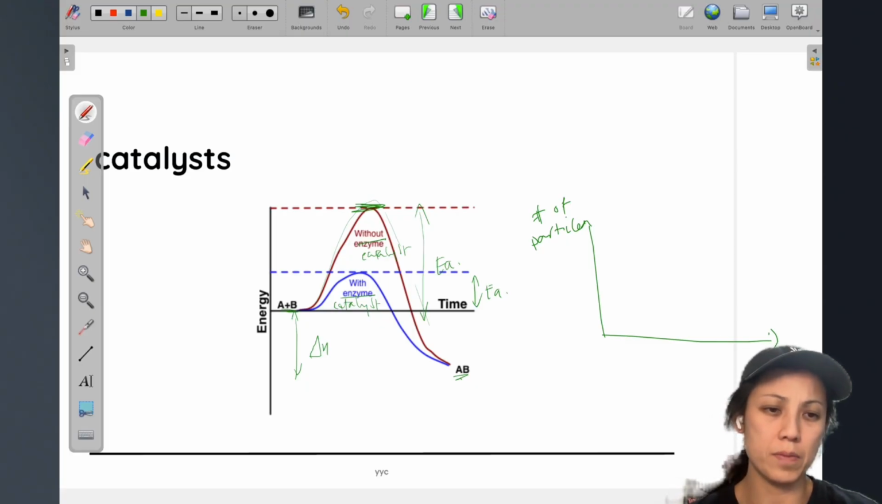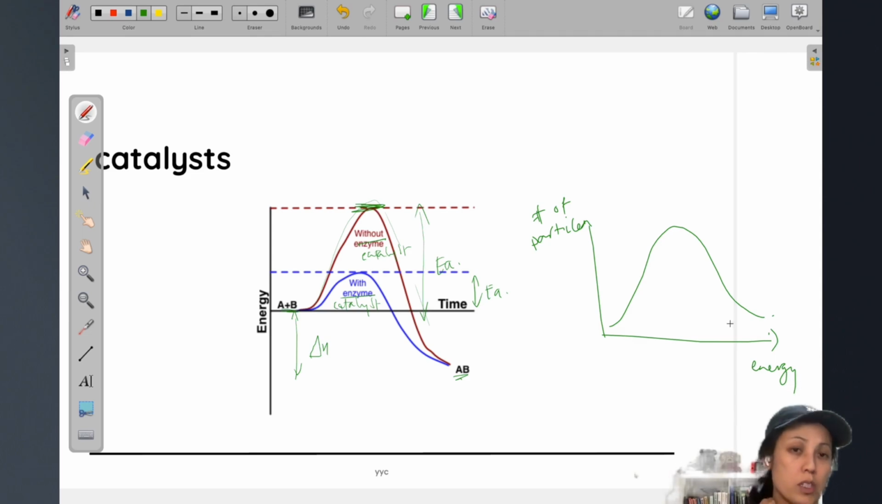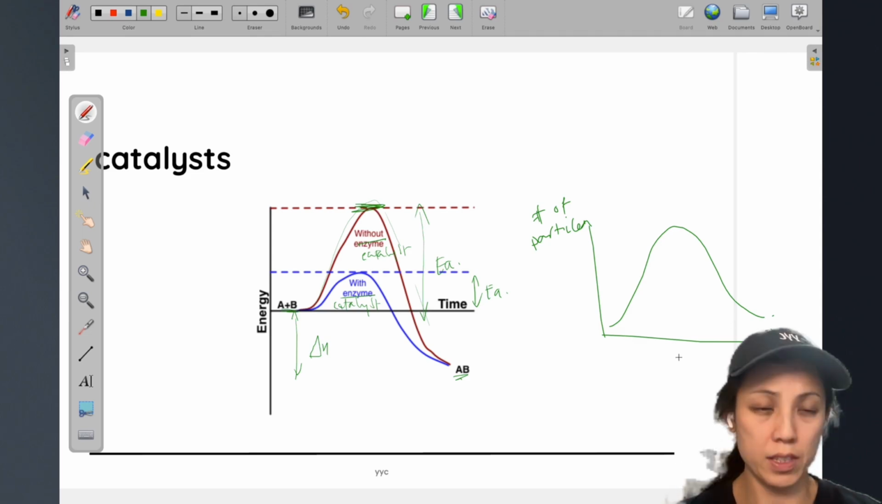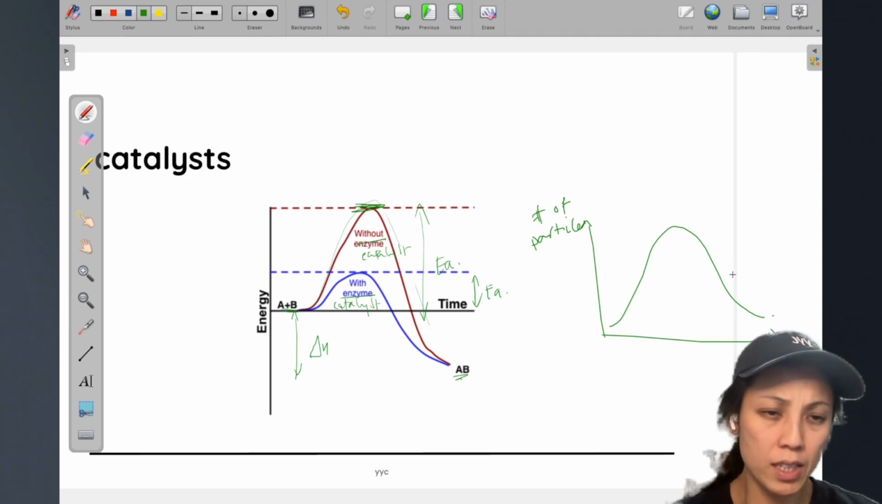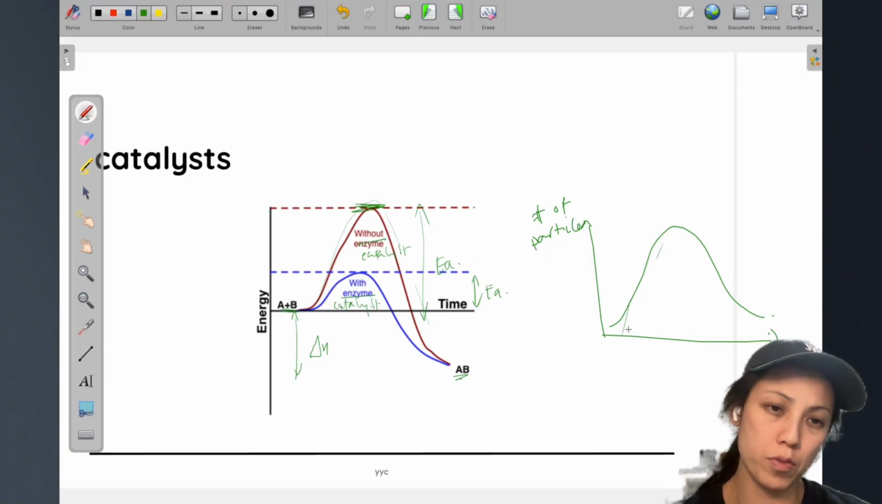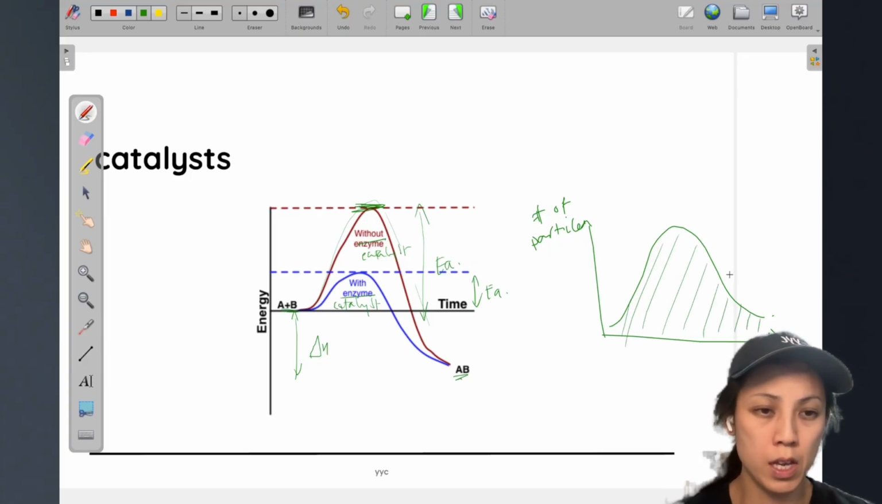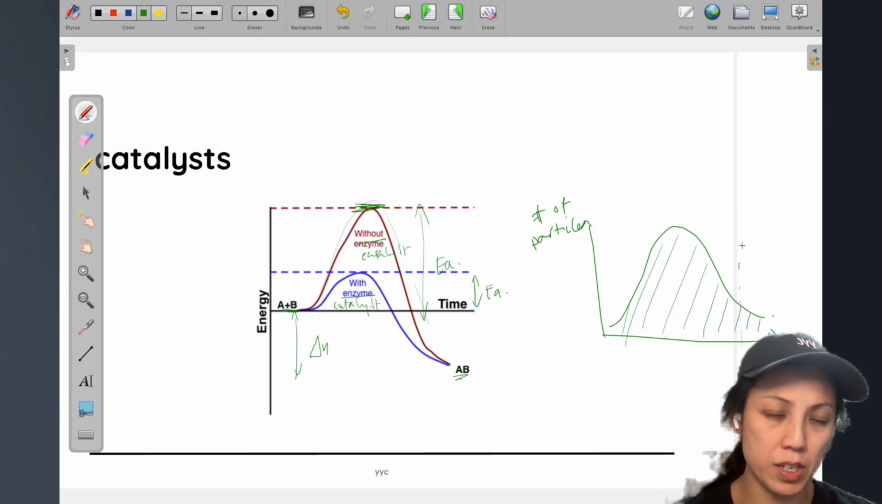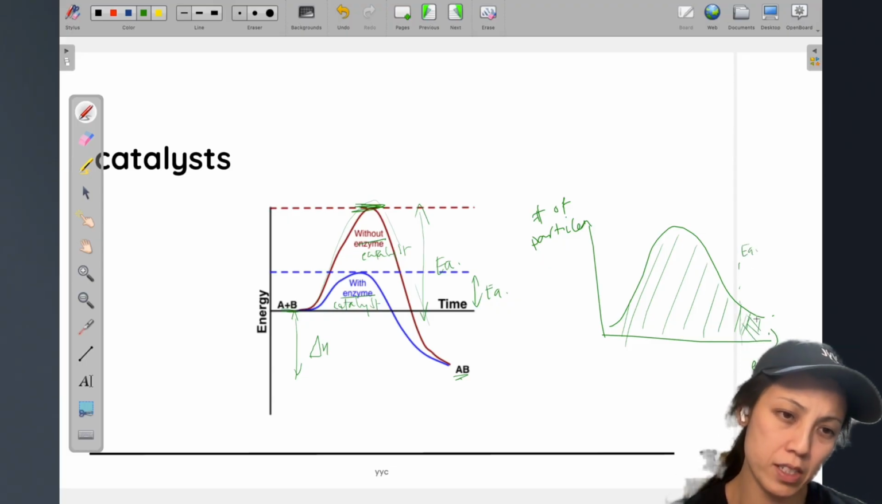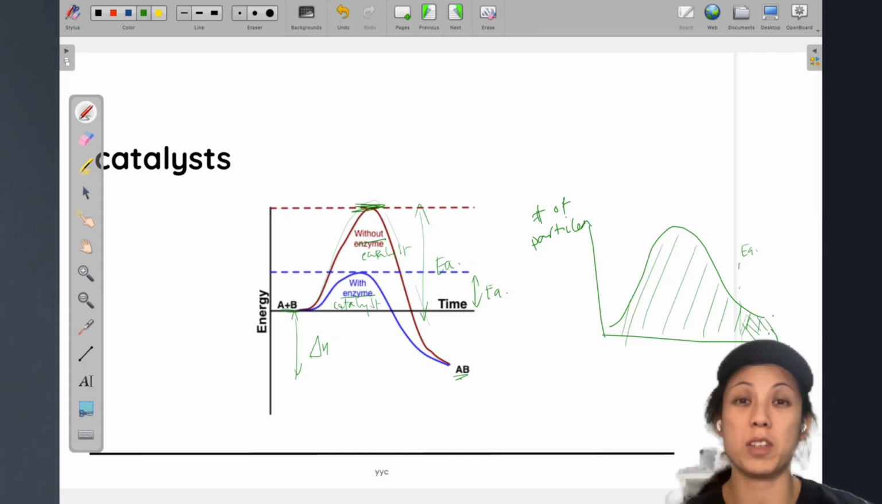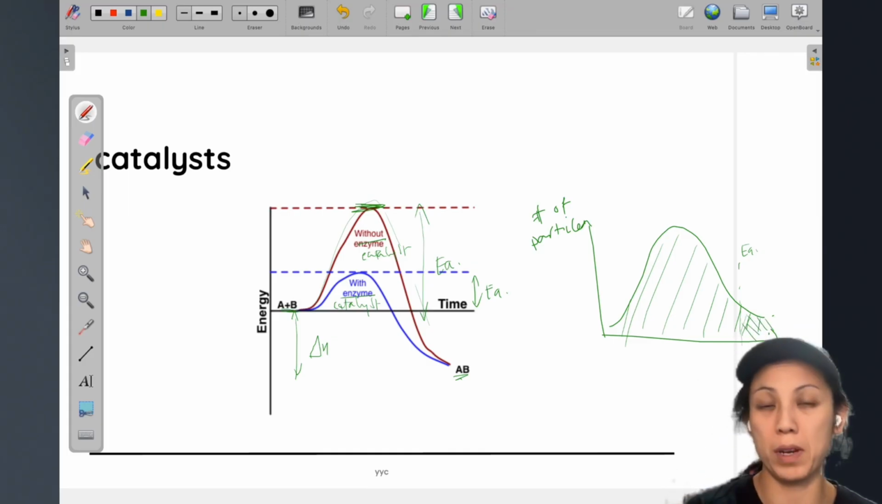And this is energy. And let's just say we've got something that looks like this. Okay, it's a distribution because not all particles will have the same amount of energy in the same environment. Let's just say, reminder that the area under the curve is the total number of particles. So let's just say this is the activation energy in a normal reaction. So you can see here, only a small subset of reactants have enough energy to meet the activation energy to form any products.